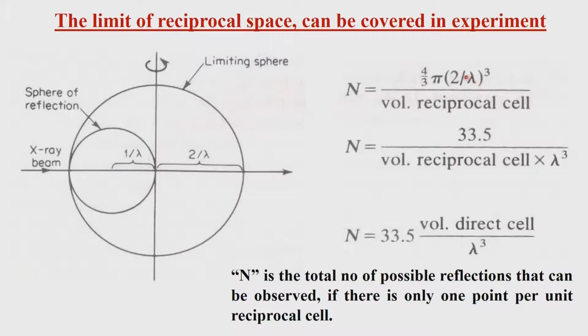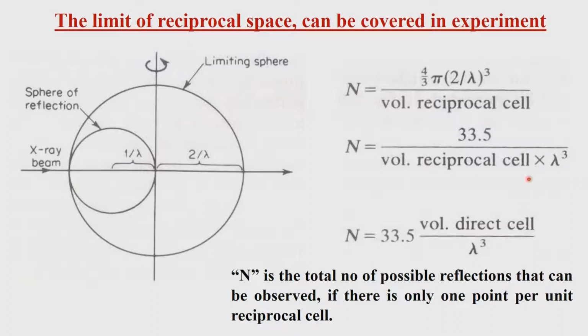So we can recast this expression by writing n equal to 33.5, which is actually calculated as 4/3 pi times 2 cubed, that is 33.5, divided by the volume of the reciprocal lattice, times lambda cubed, because lambda is in the denominator here, it comes down here. So it is multiplied by lambda cubed.